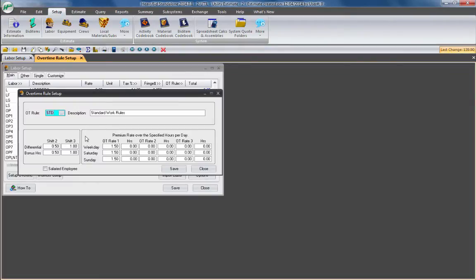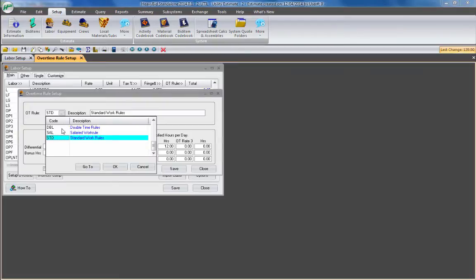Now here I have a standard overtime rule where I'm working time and a half. The overtime is time and a half over 8 hours. And then I can also split up the day into 3 divisions, where I would have maybe a double time rate over 12 hours. So this way you can pretty much mirror what the labor crafts are being paid per payroll. And then on Saturday I have time and a half over 0 hours, and then time and a half on Sunday. We also have a shift differential and a bonus hour in our comprehensive version.